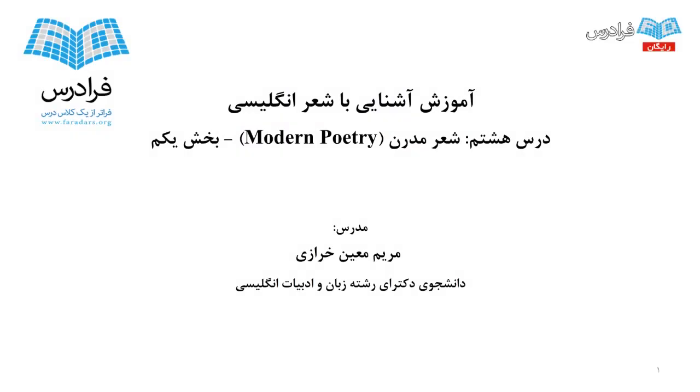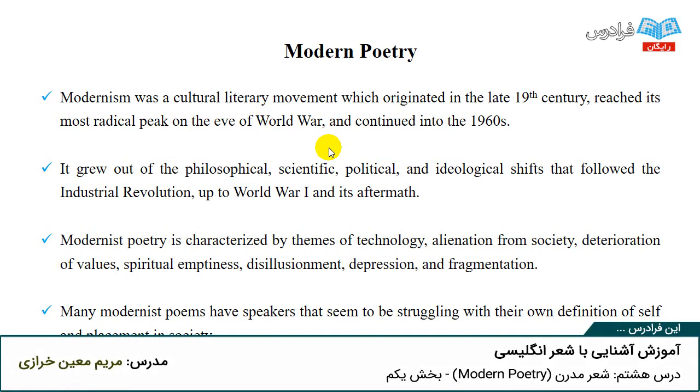شعر مدرن, modern poetry. Here we're going to learn about the main features of modern poetry. The term modernism refers to a cultural literary movement which originated in the late 19th century, reached its most radical peak on the eve of World War, and continued into the 1960s.